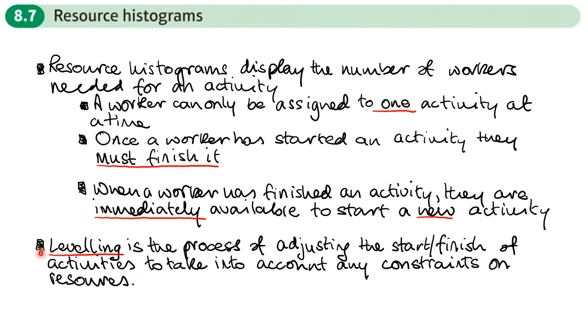And lastly, with resource histograms, we've got a process called leveling. Leveling is the process of adjusting the start and finish times of activities, for those activities that can have their start and finish time changed, to take into account any constraints and resources. For example, it may be that an activity now requires 3 workers instead of 2, or it may be that an activity is delayed in its start time.